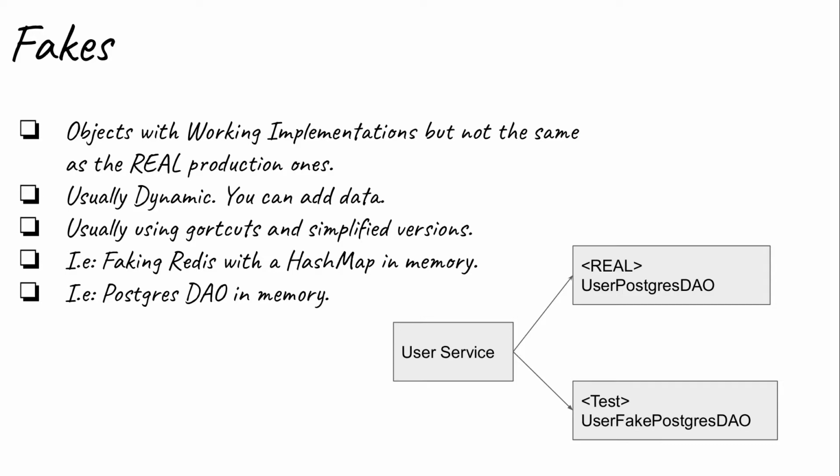And because it's in memory, it's faster to execute. But long story short, fakes implement your operations. So they are dynamic, but they are generic. That's one important thing to keep in mind.